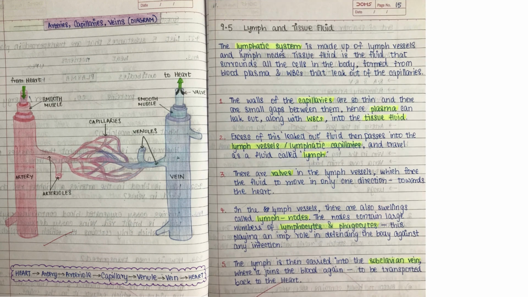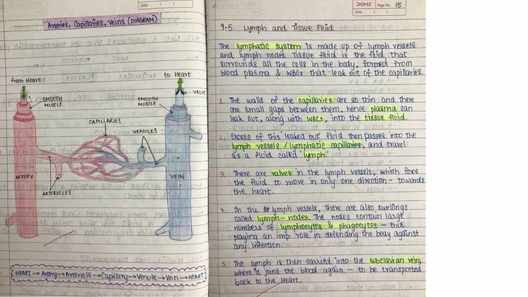So we had seen that capillaries have leaky walls to allow blood plasma to leak out of the capillaries to form the tissue fluid. So the tissue fluid is a fluid that surrounds all the cells in the body, and it is formed from the blood plasma and white blood cells that leak out of capillaries. The lymphatic system is made up of lymph vessels and lymph nodes. The walls of the capillaries are so thin that there are small gaps which allow plasma to leak out along with WBCs into the tissue fluid.